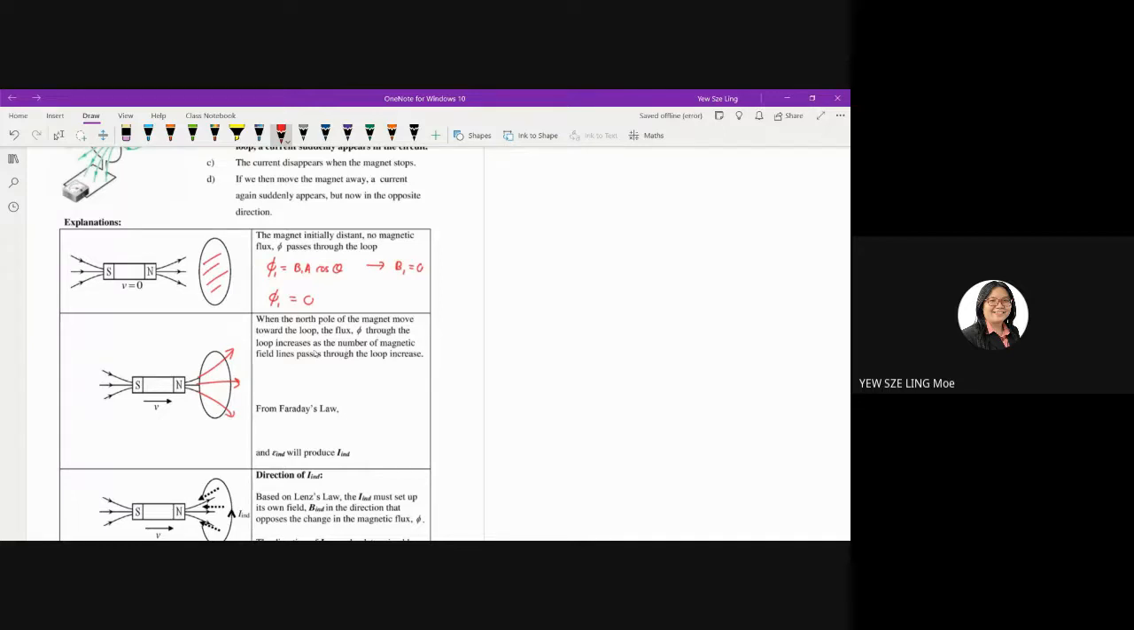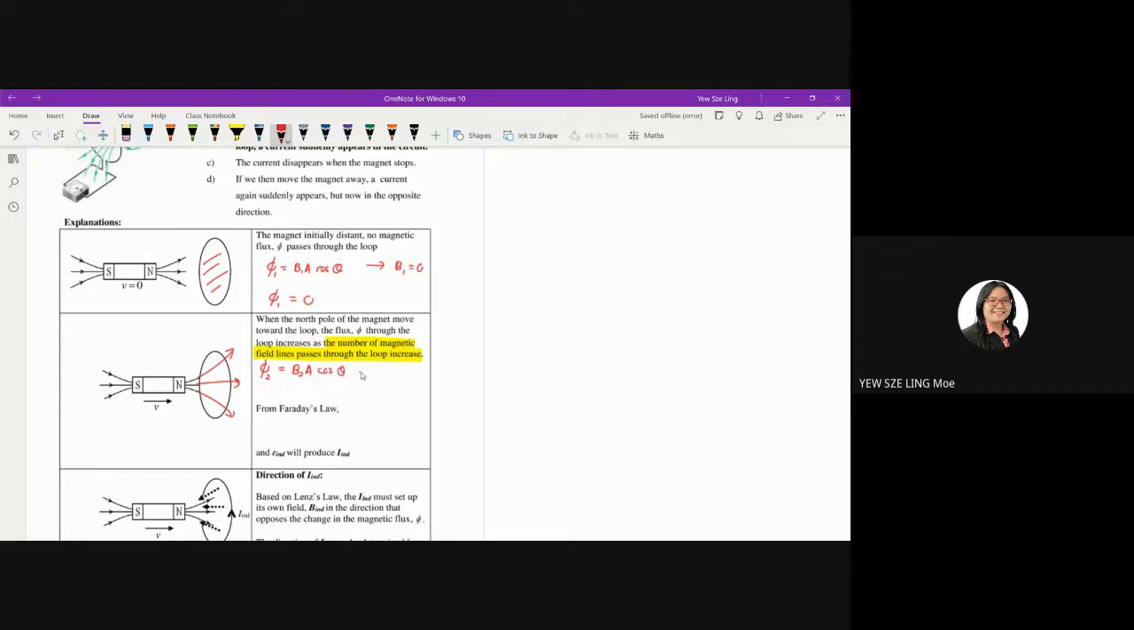Okay, the number of magnetic field lines passing through the loop increases. So what happens right here? Now I have flux number 2. Okay, I move it towards here. So now this is case number 2, situation number 2. So B2 A cos theta.